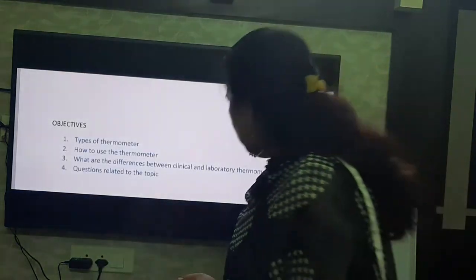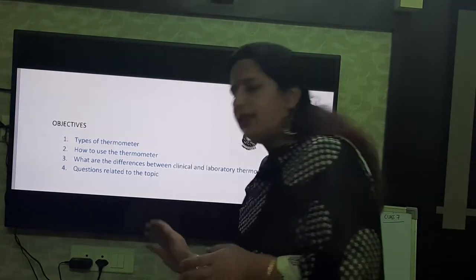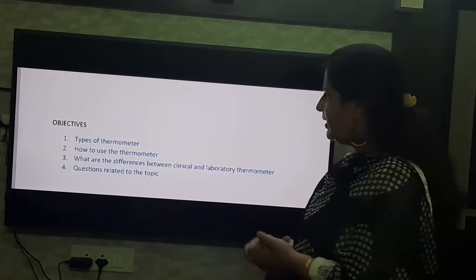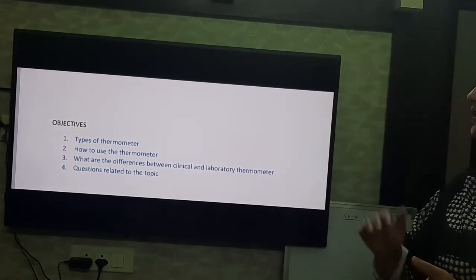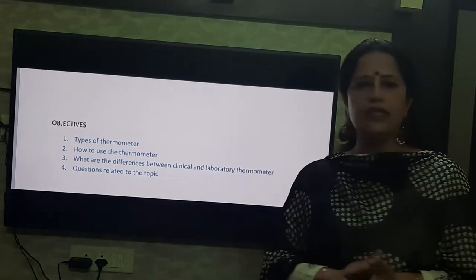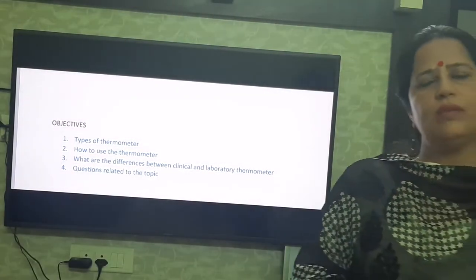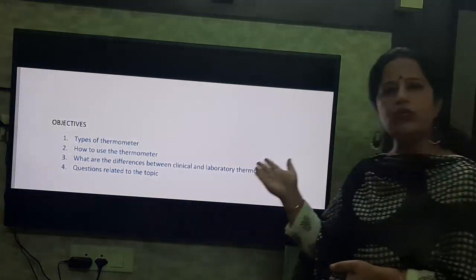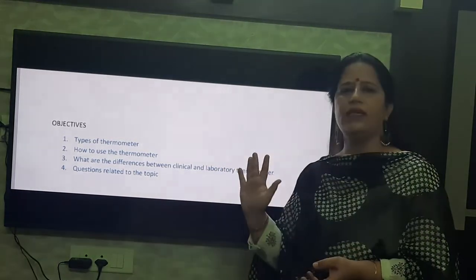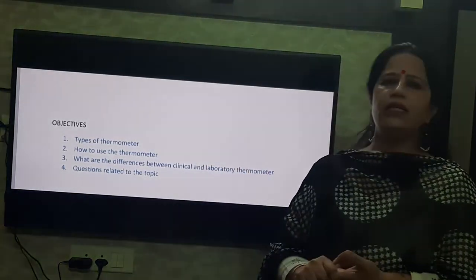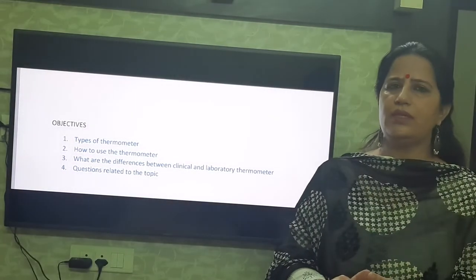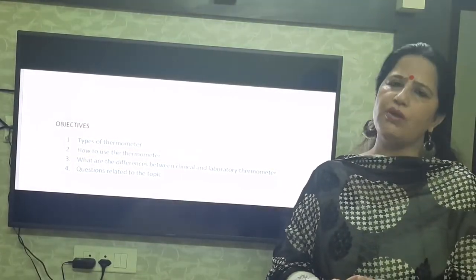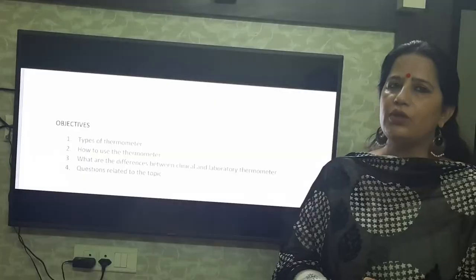So now, what's the difference? The next topic, after learning how to use the thermometer, is the differences between a clinical and a laboratory thermometer. As you have seen earlier in the previous lecture, a laboratory thermometer is used in labs. And a clinical thermometer is used by doctors for clinical purposes only. The second difference is the range of temperature. Third, a clinical thermometer may or may not have mercury, but a laboratory thermometer has alcohol.